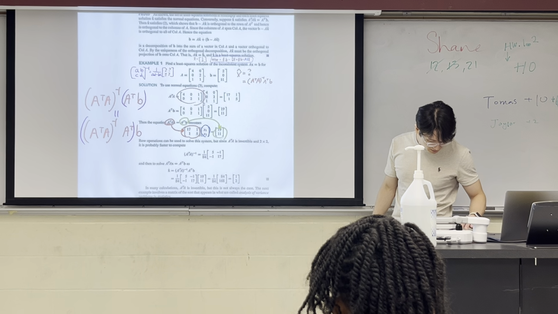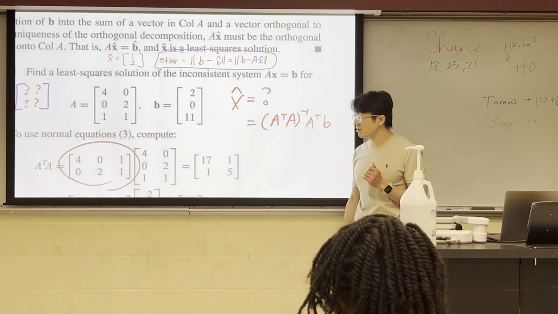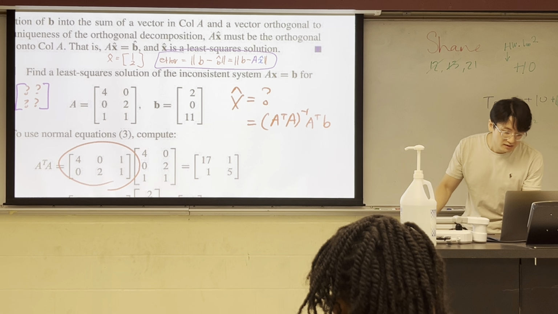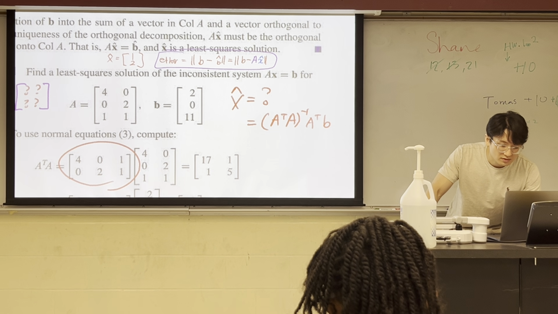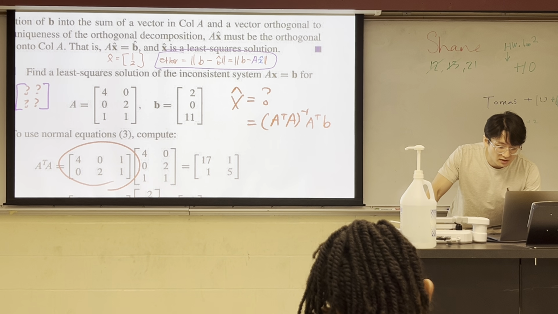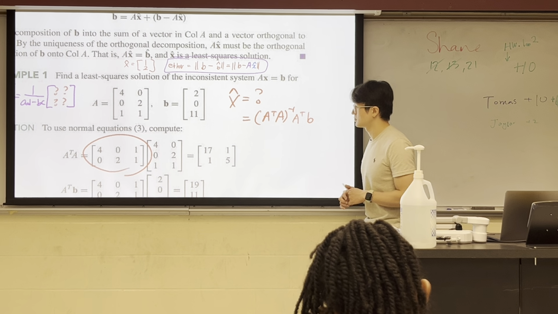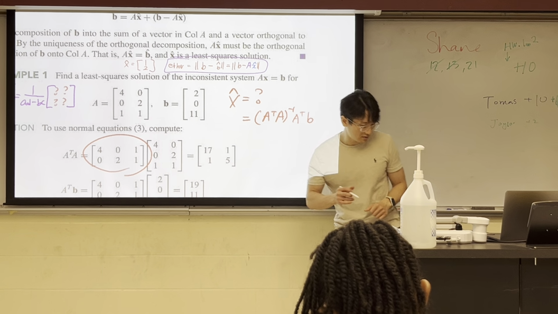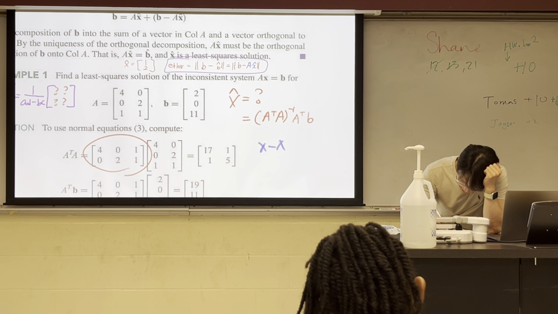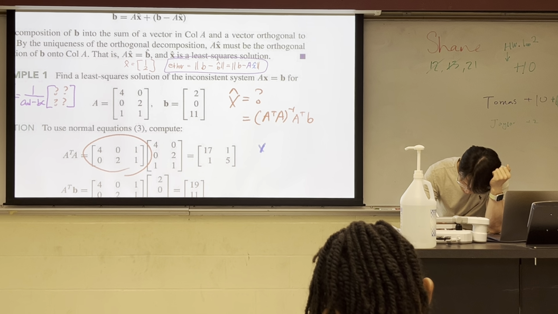So for this one, once you find x hat, I ask what is the error? What would you do? What is the error? Error of your estimate. Should I write? X minus x hat? X minus x hat. Is it even valid?